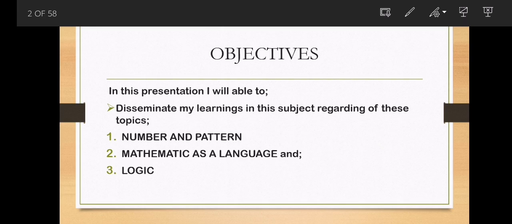Objectives. In this presentation, I will be able to disseminate my learnings in this subject regarding these topics: number and pattern, mathematics as a language, and logic.